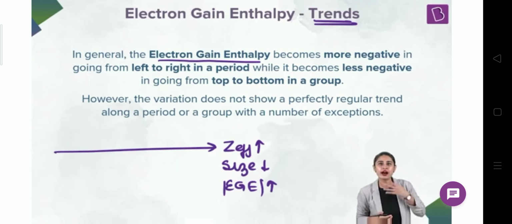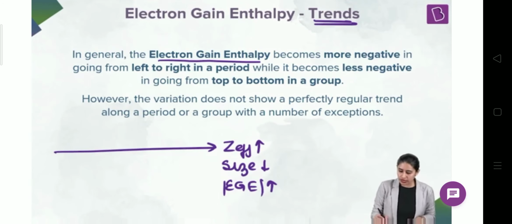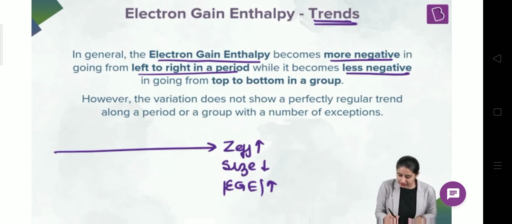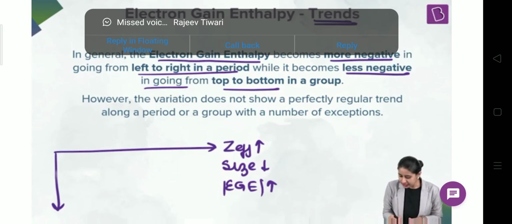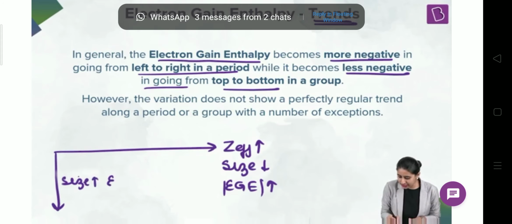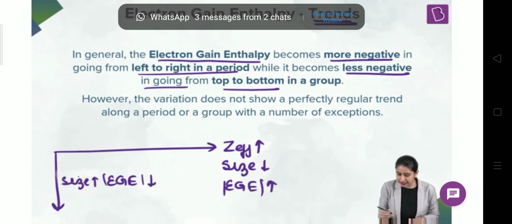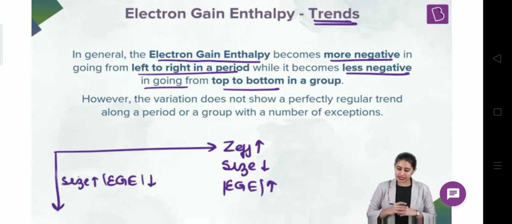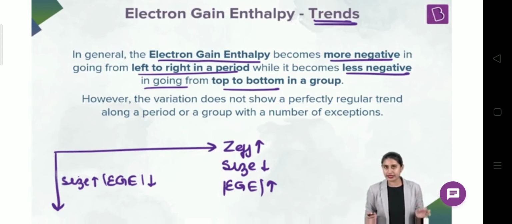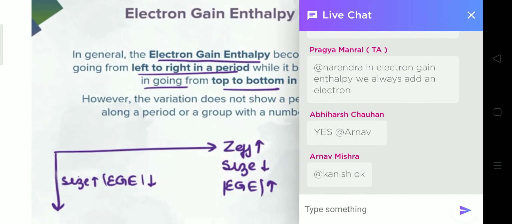We know that group 17 loves to accept an electron out of the whole periodic table. So they are more negative going from left to right in a period, while it becomes less negative going from top to bottom. Top to bottom, size increases, and we know that the magnitude of the electron gain enthalpy also decreases. Less energy is released as we go down the group. General trend. Okay, however, the variation does not show a perfectly regular trend. Like always, a period or a group has a number of exceptions.